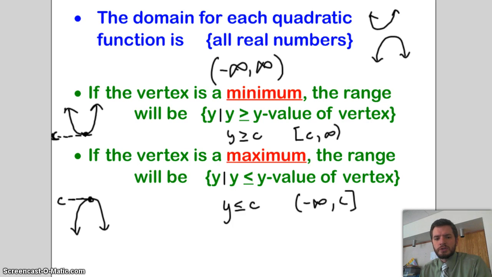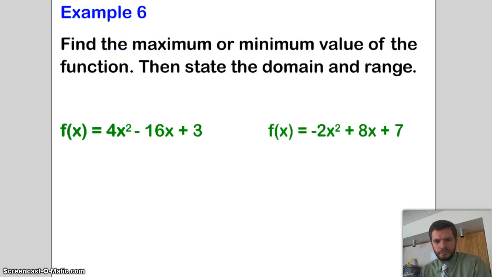Let's go ahead and do a few examples, and then we'll call it a day. In this case, we're just going to find the minimum or maximum, and then state the domain and range. So I've got A, B, and C here. Let's do the vertex first. Negative B, so negative 16 is going to be positive 16, all over 2 times 4. 2 times 4 is 8. 16 divided by 8 is 2.